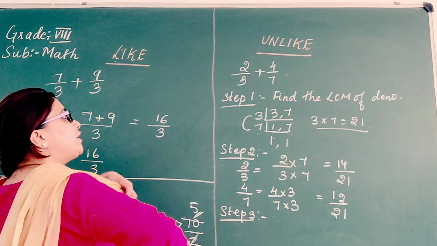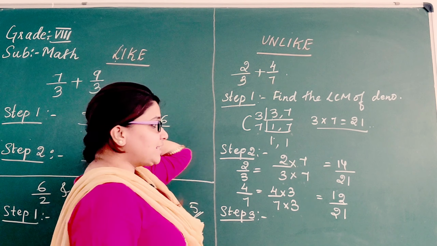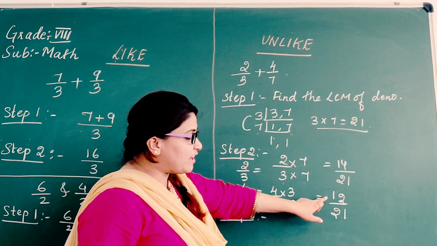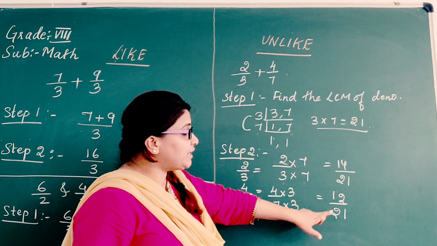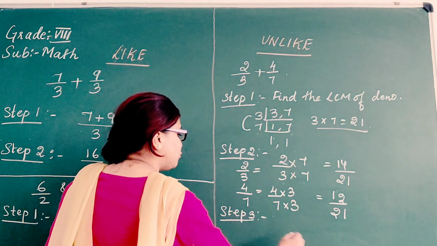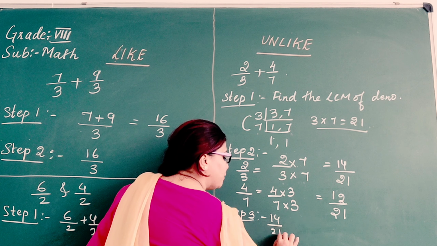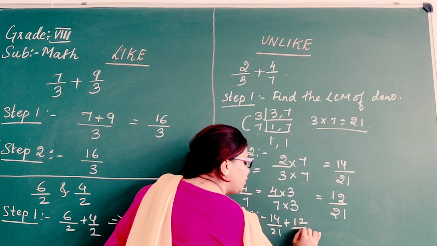Step number 3 is what I have to do. I have to add them, right? See, 14 by 21, 12 by 21. So both the denominators are 21 and 21. So 14 by 21 plus 12 by 21.